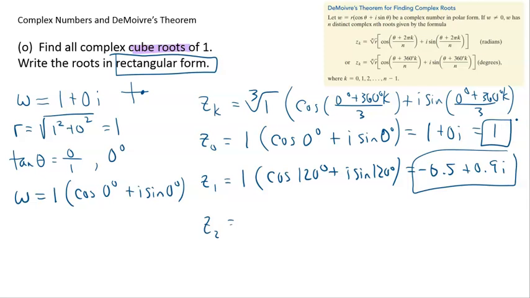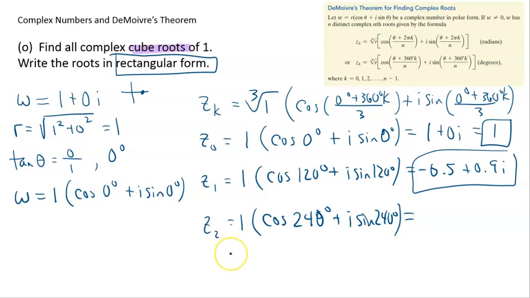Crazy, huh? And then z2 is going to be 1 times the cosine. Now, remember, 2 is my k value. So that's going to be 360 times 2, which is 720, plus 0, divided by 3. So 720 divided by 3 is 240 degrees, plus i times the sine of 240 degrees. That's polar form.